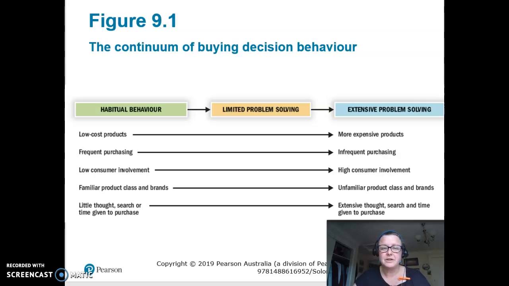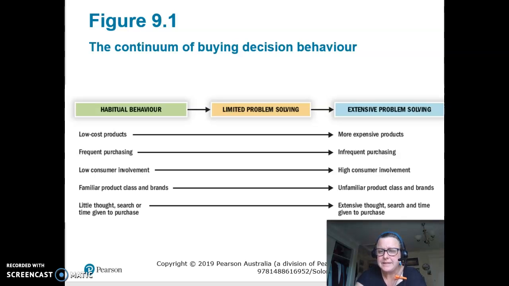Okay, so this is a nice continuum of the buying decision behavior. Okay, so habitual behaviors tend to be low cost, frequent purchases, low consumer involvement. So you're not supremely invested in your purchase. They're familiar product classes and brands, and there's little thought or search that goes into the time given to make the purchase. You know, if you go to the supermarket, you can buy milk, but you might spend a fair bit of time, you know, looking for the right place to buy the house, or looking for the right streaming service, depending on what programs it offers, for example.